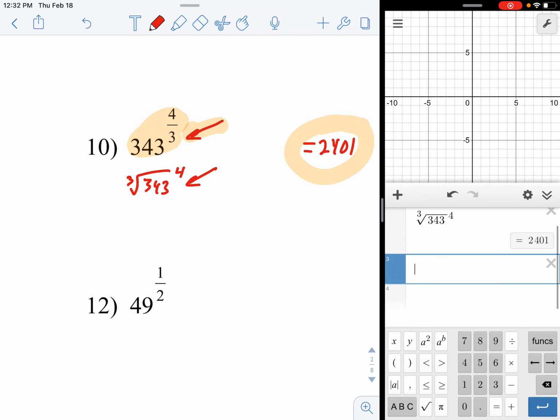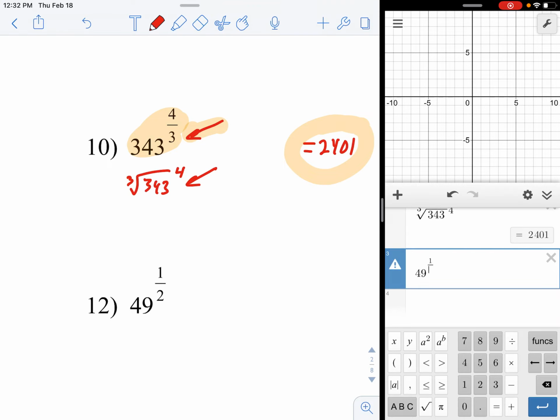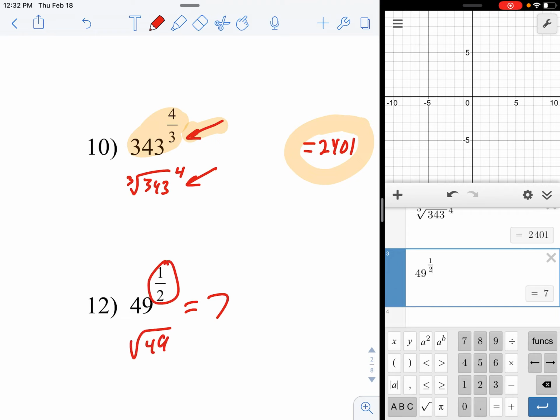That being said, what's number 12? 49 to the half power. Well, if you're using a calculator, 49 raised to the 1/2 power, 7 is the answer. Ironically, it probably would have been easier if you would have just changed this to, since a half power is the same thing as a square root. What's the square root of 49? 7. You know, you just know that because you know your times tables.